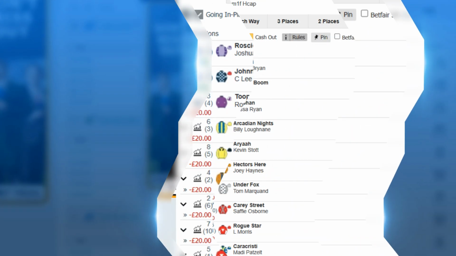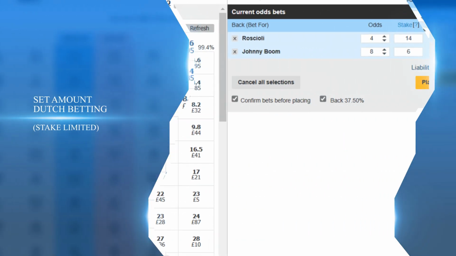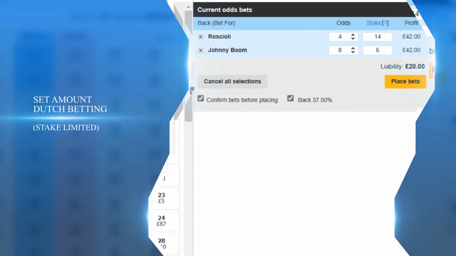Next is set amount Dutch betting. The total amount of stakes is capped at a certain quantity. As more selections are added to the Dutch, the stake on each selection decreases. In this case, the maximum bet is £20. So stake £14 on horse X with odds of 4, winning £42. Stake £6 on horse Y with odds of 8, winning £42. Total stake is £20, which is £14 and £6. You will still make a profit of £22 regardless of whichever horse wins.